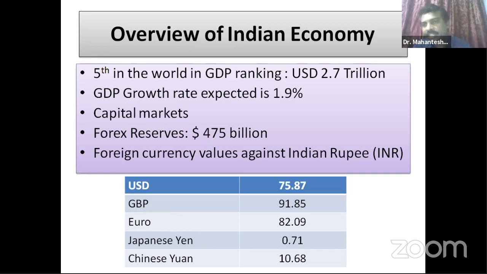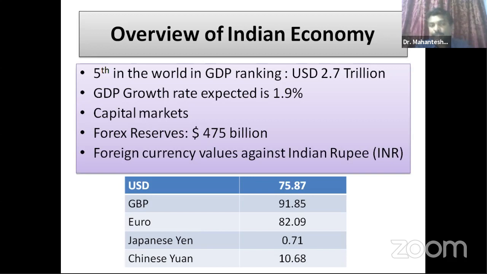Japanese yen was trading at 50 paisa per Indian rupee. Now it has gone up to 71 paisa. Chinese yuan, not much change. This is an interesting thing because the Indian economy is suffering, and the Chinese economy is also suffering. So there is not much depreciation of the Indian rupee against the Chinese yuan.